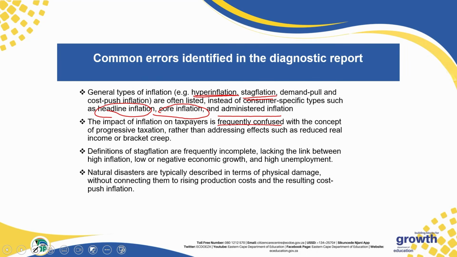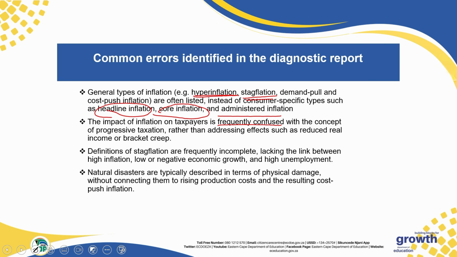General types of inflation, such as your hyperinflation, stagflation, demand pull, cost push inflation, are often listed by learners instead of consumer specific type inflation, such as headline, core inflation and administered inflation, when they are asked to explain consumer inflation. The impact of inflation on taxpayers is also confused with the concept of progressive taxation, rather than addressing effects such as reduced real income or the bracket creep.